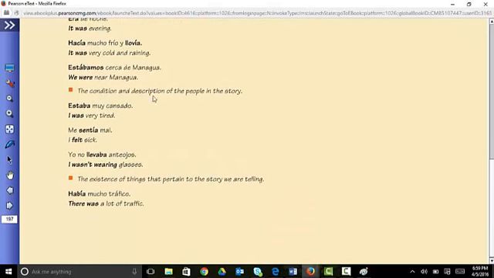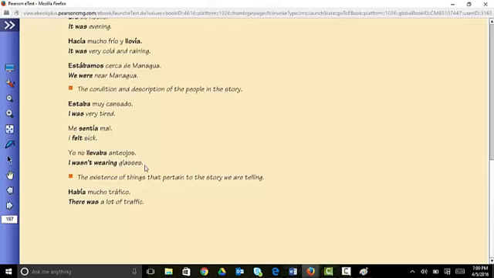The condition and description of the people in the story. So when you're telling a story, and this doesn't have to be like when you're saying once upon a time, this can be like you're telling gossip to a friend, and you're setting up the scene, and then you're going through and sharing this gossip. The condition or description of the people in the gossip that you're sharing is going to be in the imperfect. I was very tired. I felt sick. I wasn't wearing glasses. The existence of things that pertain to the story: there was a lot of traffic.